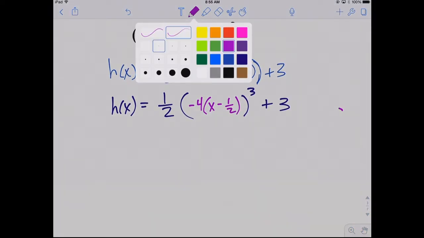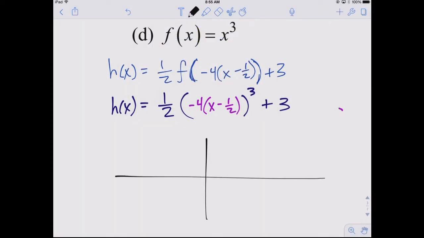So the parent function here is x cubed, and I'll go ahead and draw that one in yellow because that's your reference graph. And you wouldn't need to sketch this necessarily because you could visualize it.